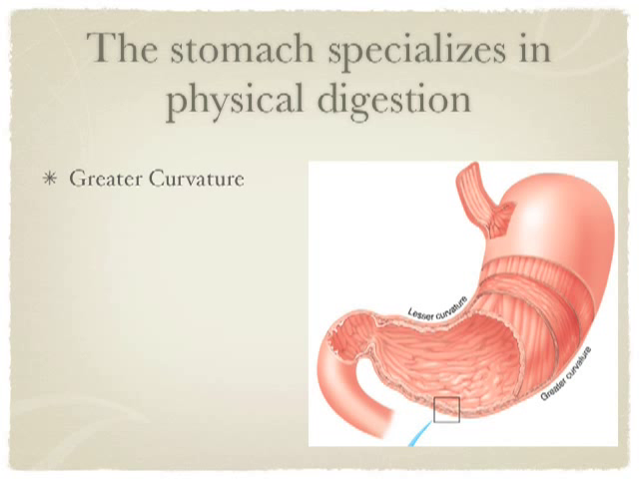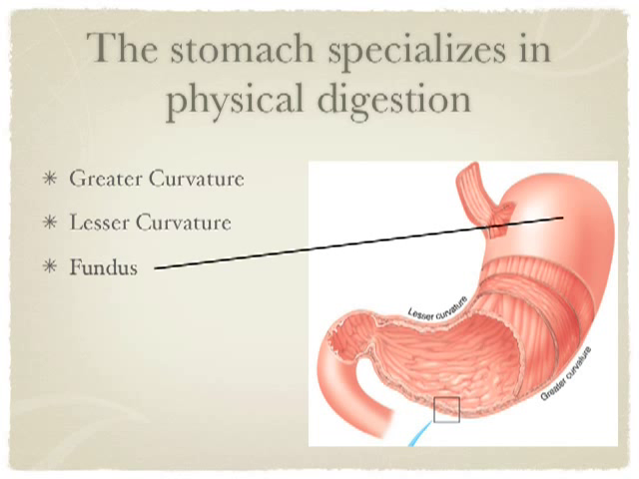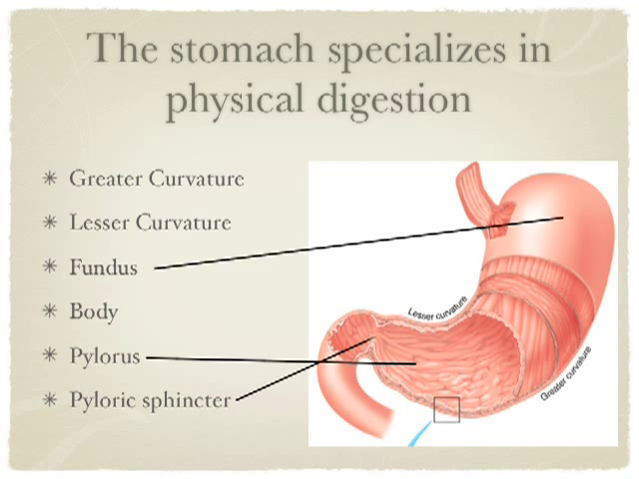The greater curvature of the stomach is that outside curve of the stomach. The lesser curvature, those are both labeled here in the diagram. You'll remember perhaps the fundus, the large bag-like end of the stomach, nearest to where the food comes in. The body is the main part of the stomach, not a big deal. The pylorus is the narrow end nearest to where the food is going to leave, and the whole thing is guarded or closed by what is called the pyloric sphincter muscle.